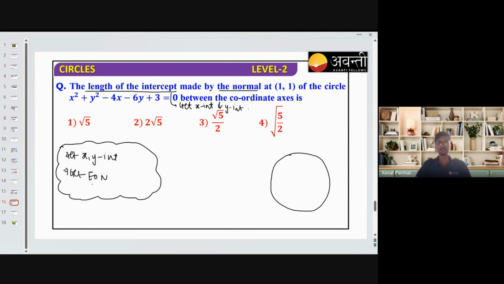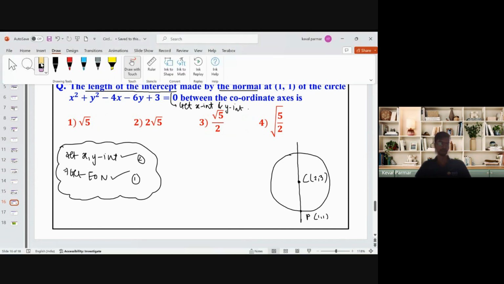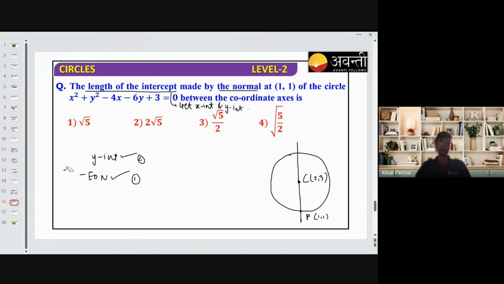This is a reverse thinking, means first we need to find equation of normal and then we need to find x-intercept and y-intercept. So this is the first, this is the second. Let's find equation of normal. We know that normal always passes through the center. The center of the circle is (2, 3). And normal is made at the point P, which is (1, 1). The equation of normal is very simple, guys. How to get equation of normal? We use slope point form. What is the slope? Slope is (3 - 1)/(2 - 1), which is 2.